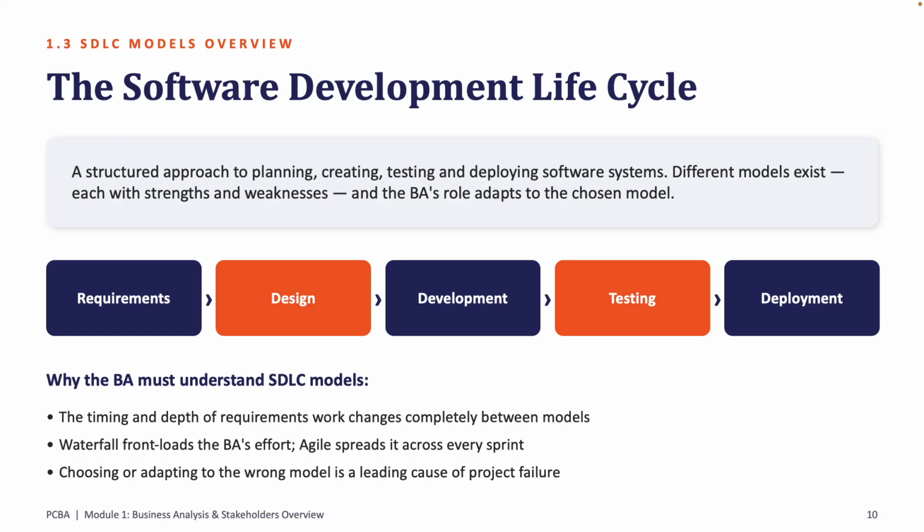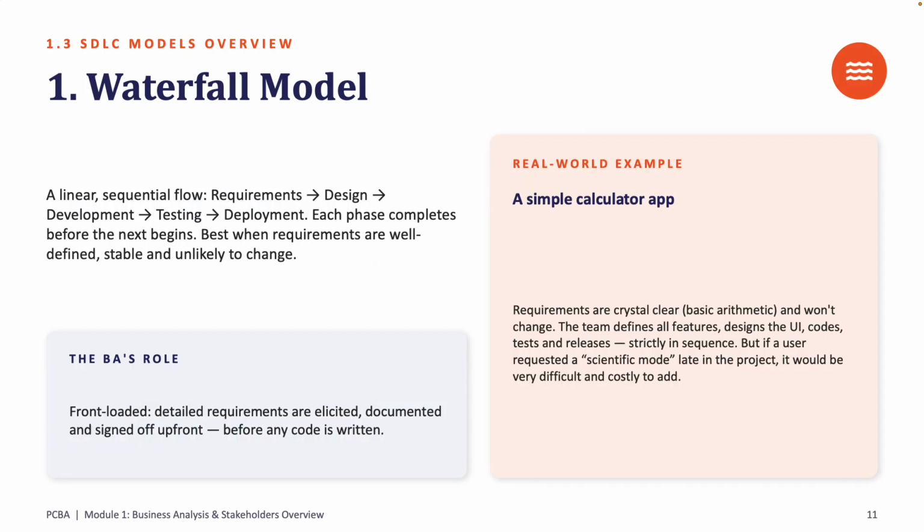loads the business analyst efforts. Agile spreads it across every sprint. So we'll see about that. Then choosing or adapting to the wrong model is a leading cause of project failure, because if you don't know which kind of model is sufficient for a particular problem, the project entirely will be a loss to the company, and at the end of the day you won't be able to provide the right solution for the company. So let's start with the first one.